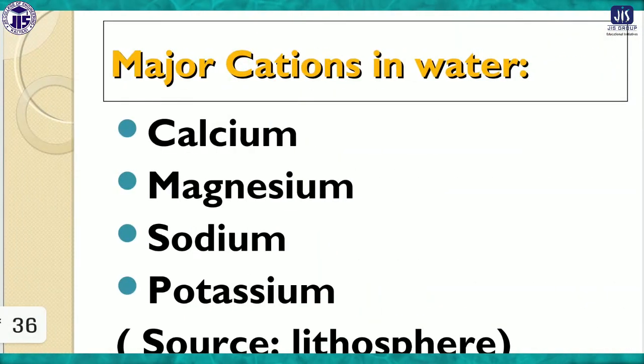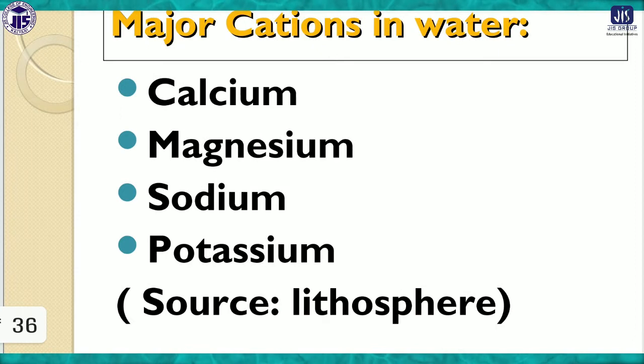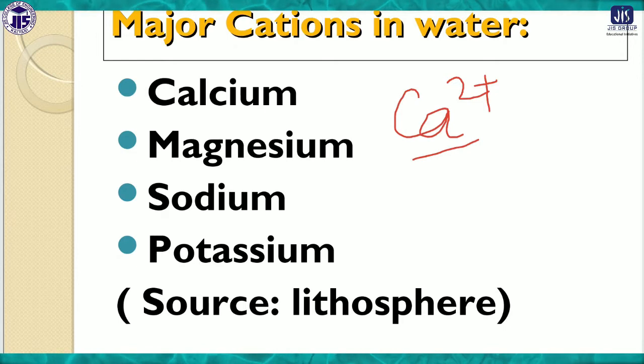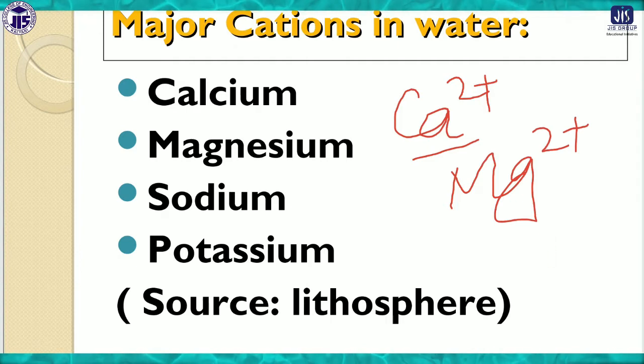Now there are some examples of major cations, starting from calcium. Calcium is Ca2+. If you think about magnesium, it will be Mg2+. If you think about sodium, it will be Na+.